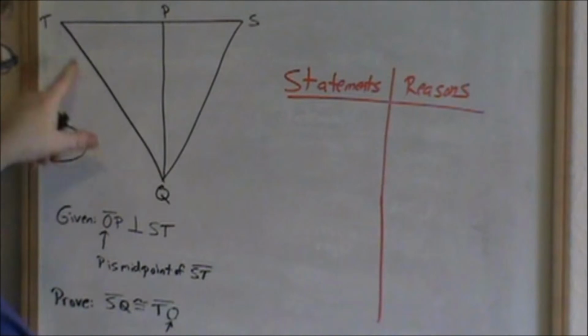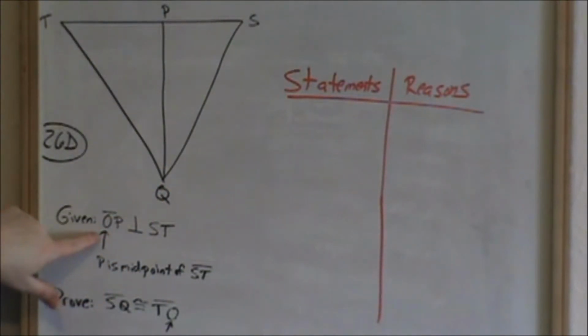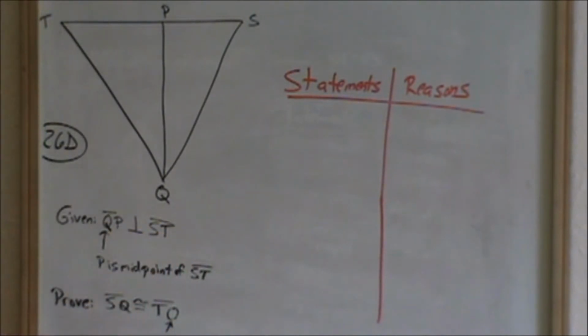Okay, I am on the front side of 26D, the very top picture, and we have this triangle here, TPSQ. The given, I don't know if your book has a typo, but mine does. The given says line segment OP, that should read line segment QP, is perpendicular to line segment ST. So if your book doesn't say QP, it needs to say QP. Then we're also given that P is the midpoint of ST. We are trying to prove that SQ is congruent to TQ. Mine says TO. If yours says TO, correct it so it says TQ.